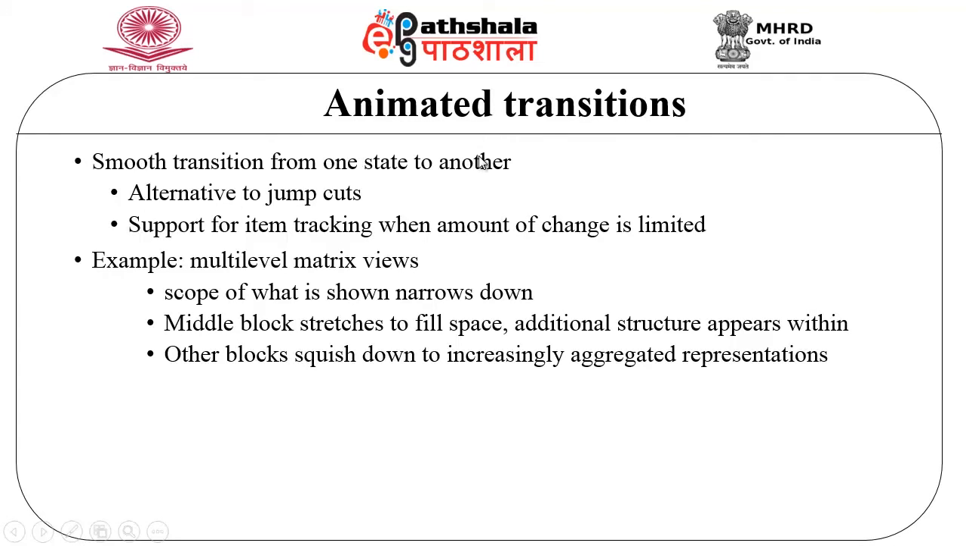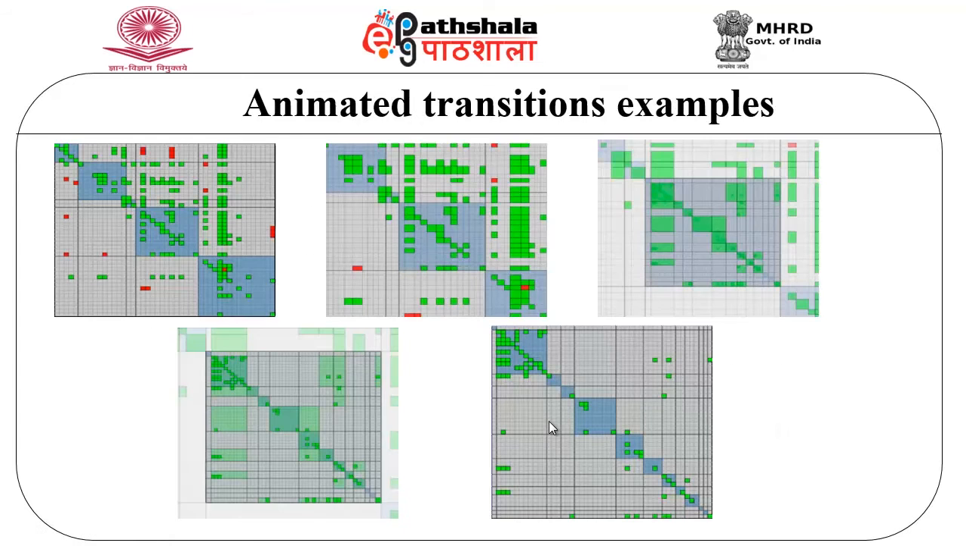Smooth transition from one state to another occurs, which is an alternative to jump cuts, and supports item tracking when the amount of change is being limited. One example for this animated transition is a multi-level matrix view. In the multi-level matrix view, the scope of what is shown actually narrows down. The middle block stretches to fill up the entire space, and the additional structure appears within that. Other blocks squish down to increasingly aggregate the representation.